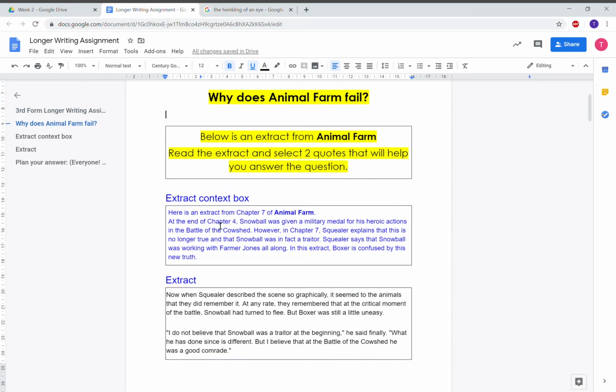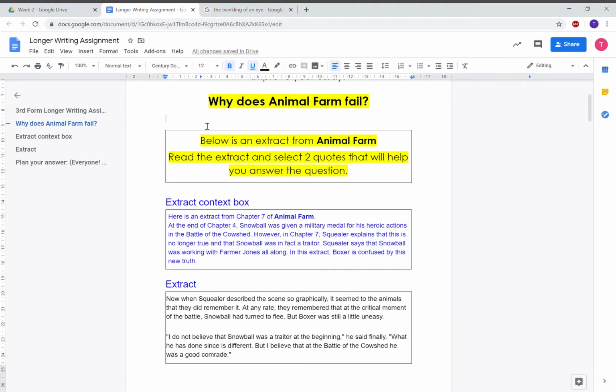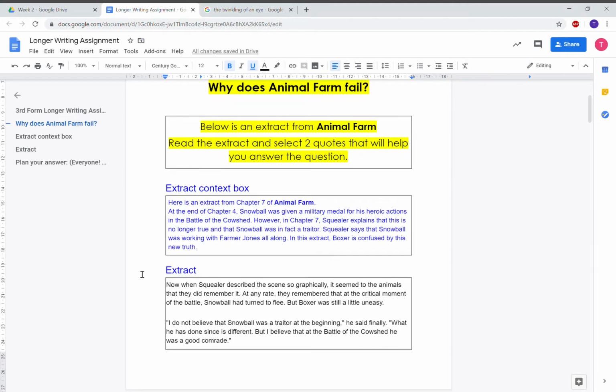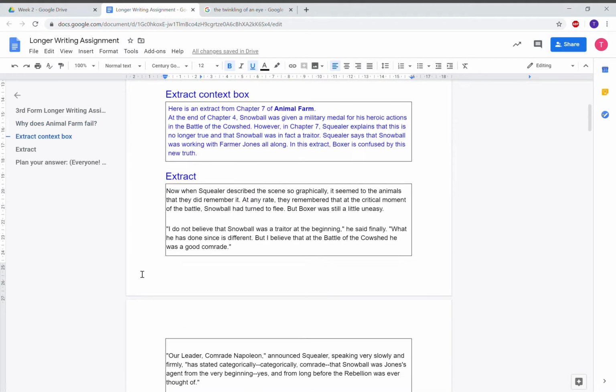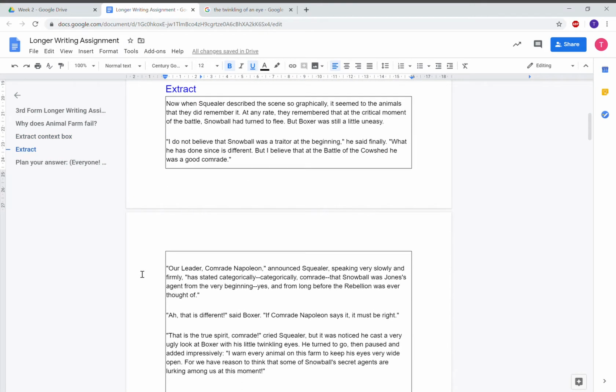So, it begins with the essay question. How does Animal Farm fail? You need to answer that question. You're given an extract, just as you would be given if we were doing some sort of assessment. I mean, this is a longer writing assignment, but in class, if we were to do a literature assessment, you'd usually be given an extract. So hopefully this isn't too unusual to all of you. Okay, so here is your extract from Animal Farm.